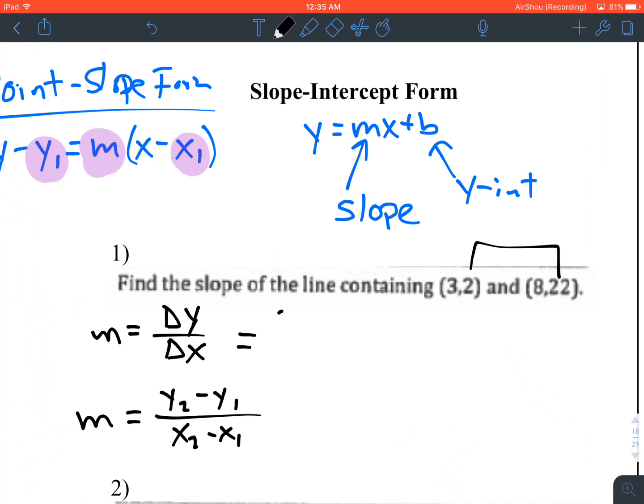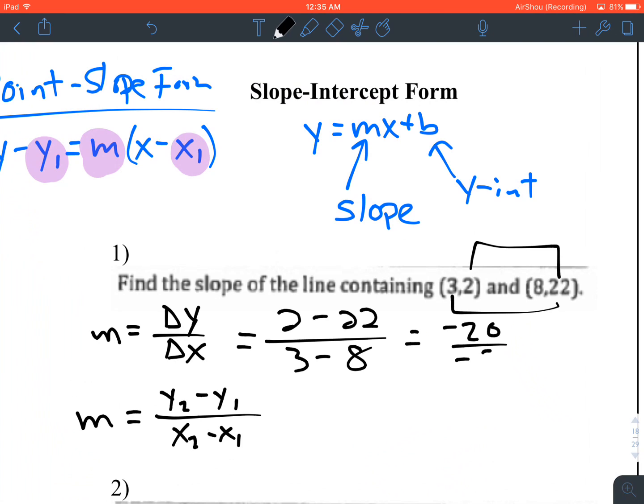Our y values are 2 minus 22. Our x values are 3 minus 8. Going to give us negative 20 over negative 5. Gives us a slope of 4. This line has a slope of 4.